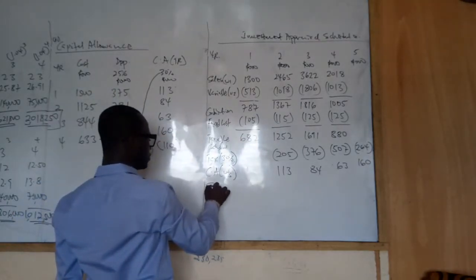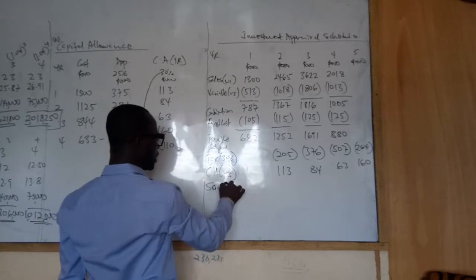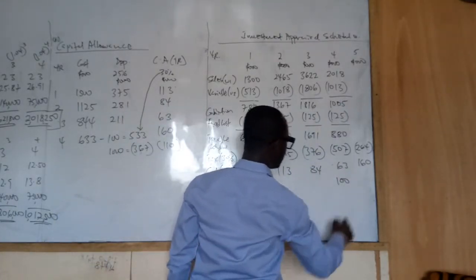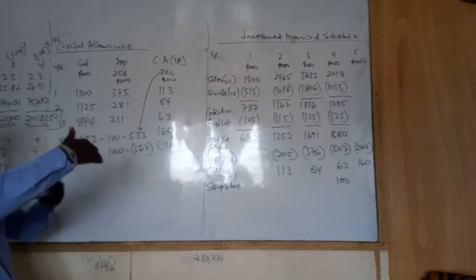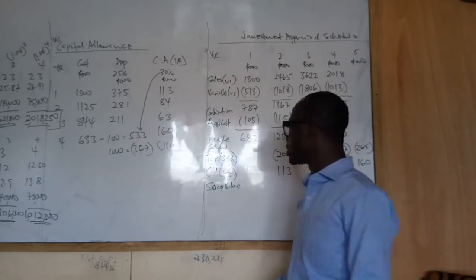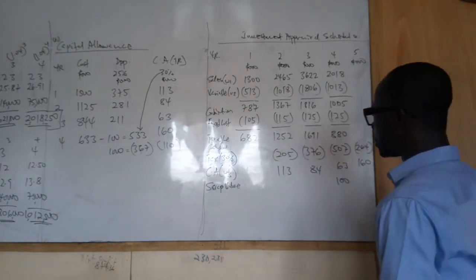Scrap value. Make sure you don't forget. How much was it? 100. We bring it to year 5, after 4. Capital allowance is one year in arrears, yes, because it goes with the tax. So the way we pay tax, that's the way we claim capital allowance.